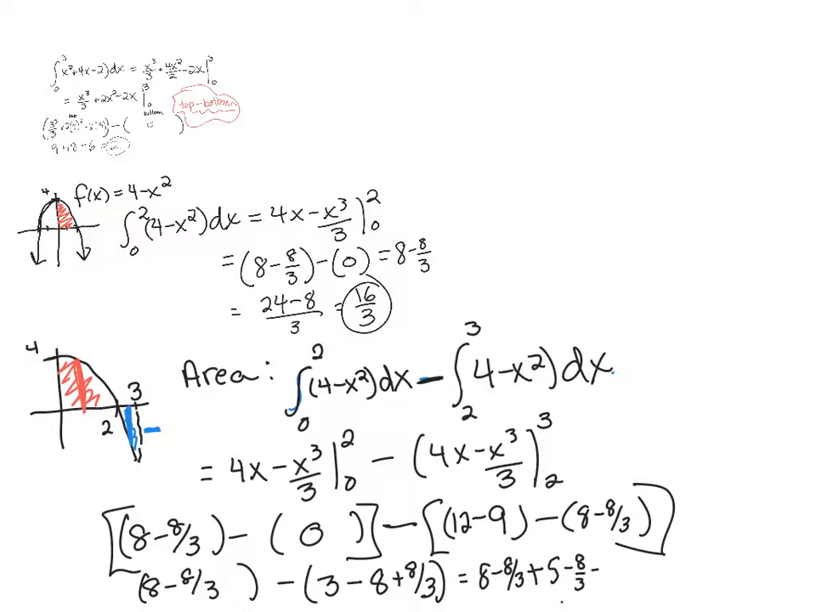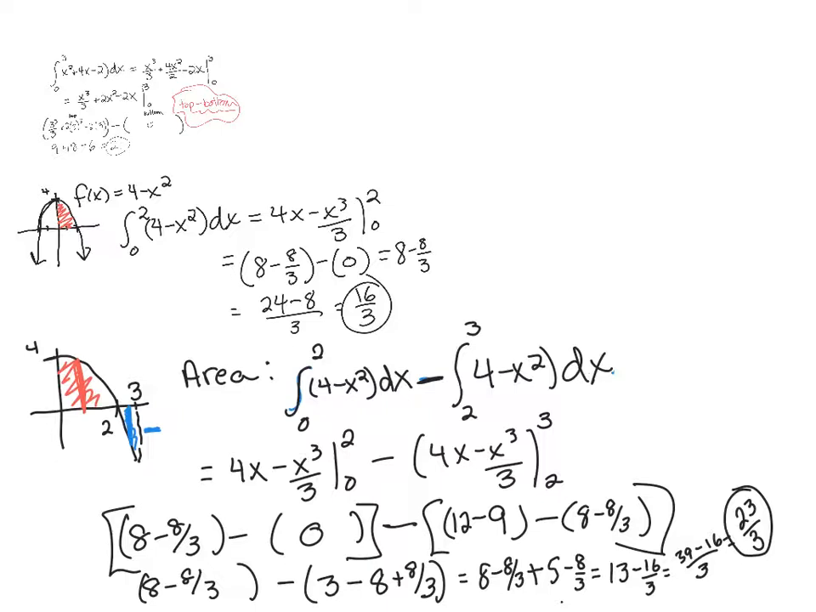So put your whole numbers together, put your fractions together. Common denominator, I got 39, I'm running out of room, minus 16 all over 3. 39 minus 16 is 23 over 3. Okay? Now, that was the area.